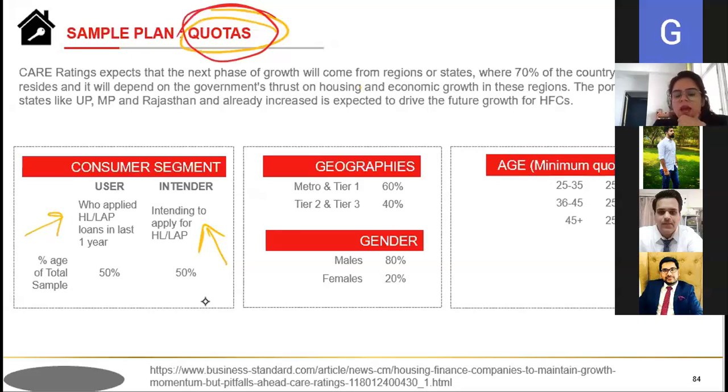Also, the sample was divided based on gender and income, and we kept some quotas here. I'll talk about quotas in the next session. And the geographies: metro, tier 1, tier 2, tier 3. This is how you plan your sample.